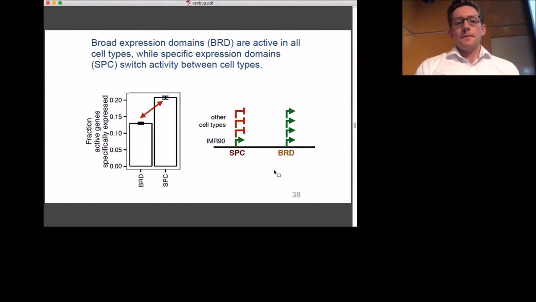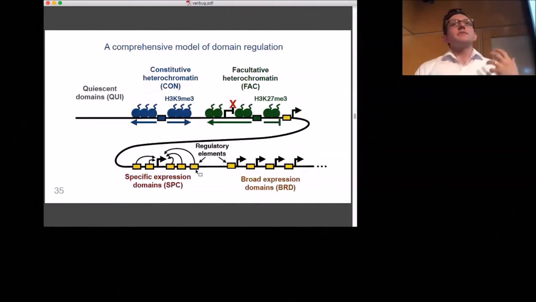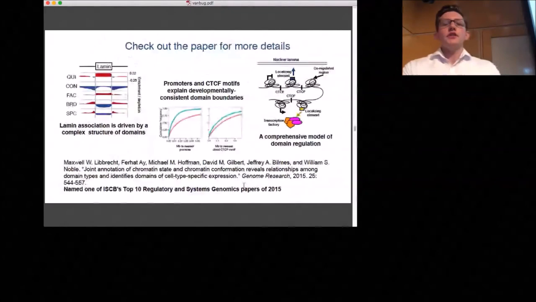So our thesis about this is that specific expression domains are these regulatory jungles where the cell needs to specify that these genes should be on in a very specific developmental lineage or in response to a very specific stimulus. So it's a lot of regulatory marks and the genes that are regulated by them. Whereas broad expression domains have a lot of housekeeping genes. They might have strong promoters, but there's not a lot of regulation associated with them. So if you're interested in this, check out this paper in Genome Research.